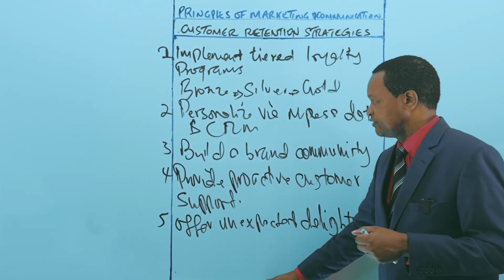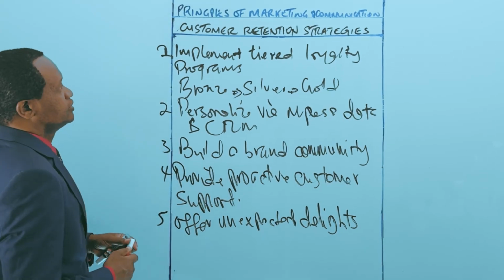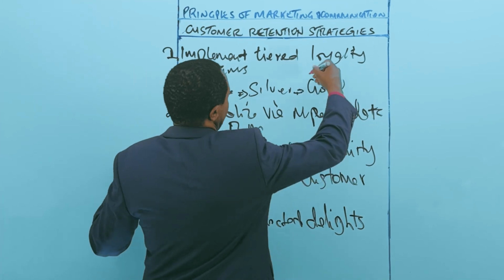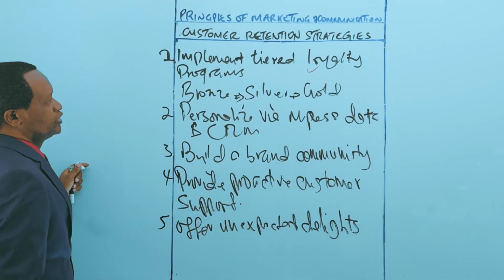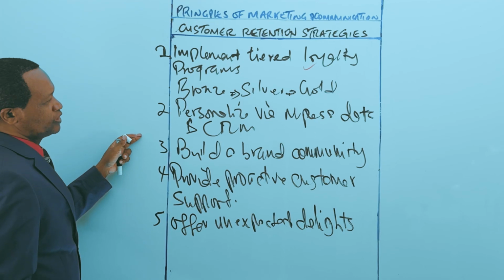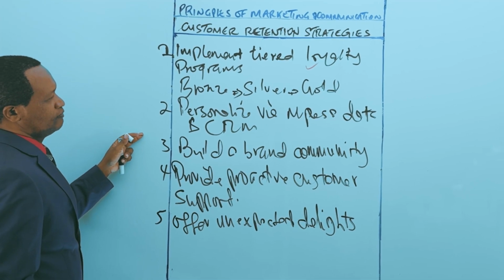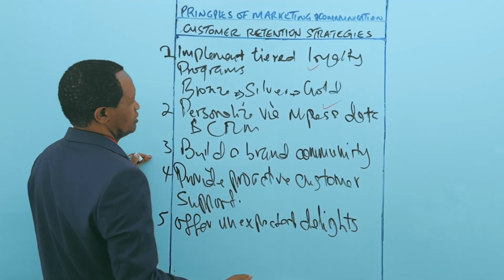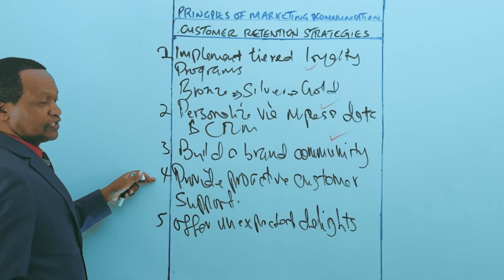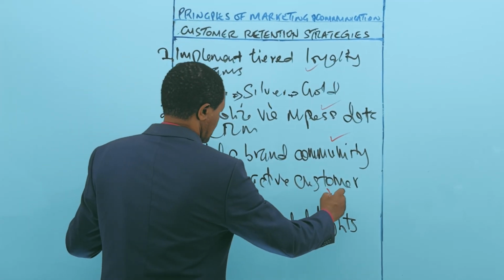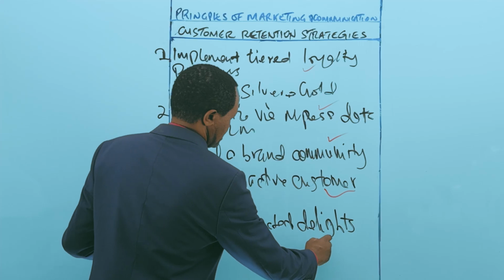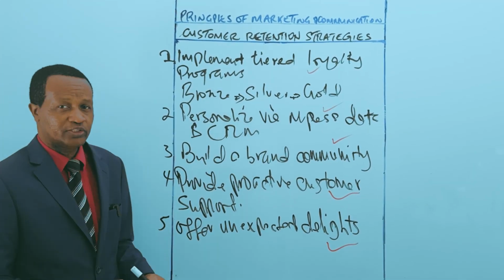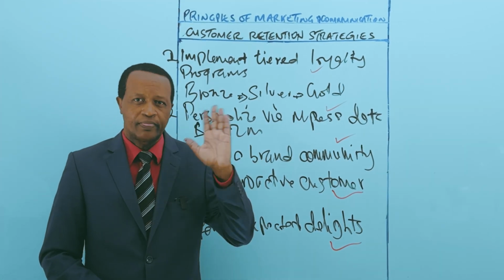So these are five strategies to retain customers, customer retention strategies. One, implement tiered loyalty programs. Two, have personalized arrangements; you can use M-Pesa data. Three, build brand communities. Four, provide proactive customer support. Then five, offer unexpected delights. These are five ways; there could be more ways. These are the five ways that we managed to study in today's lesson.